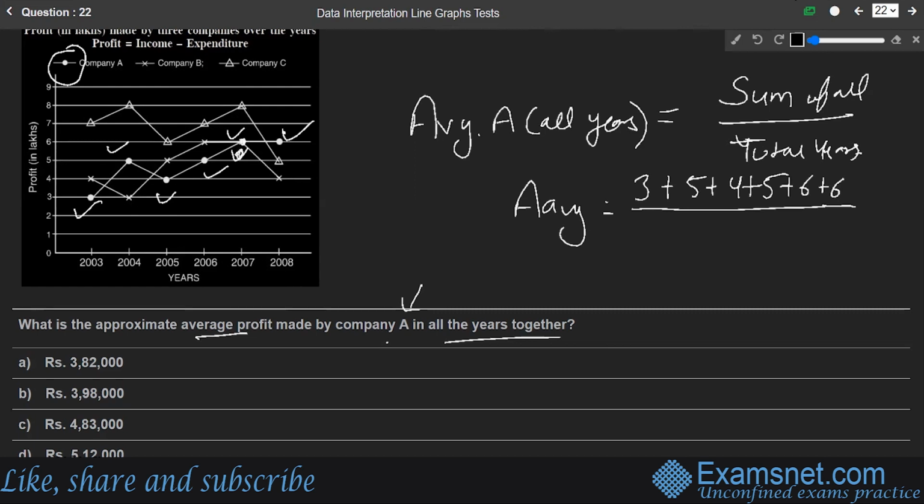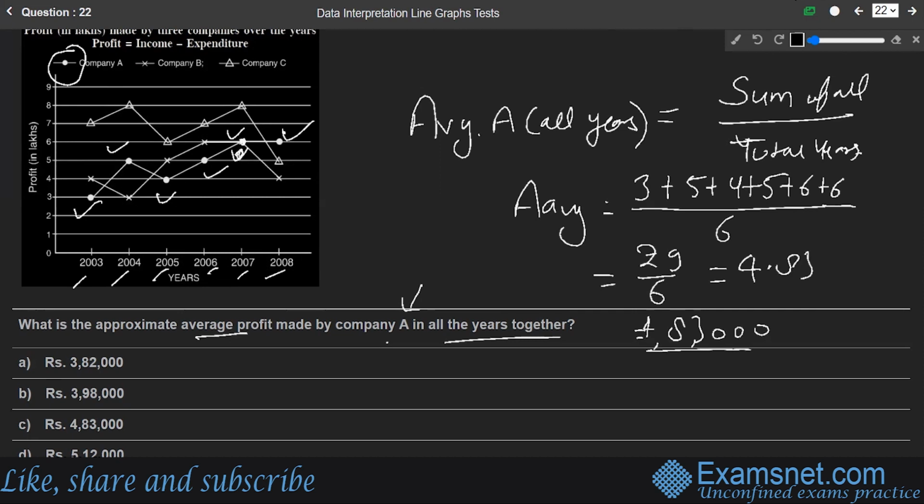And divided by the total number of years. How many years are there? 1, 2, 3, 4, 5, 6 years. So divide by 6. The total becomes 5 plus 3, 8 plus 4, 12 plus 5, 17 plus 12 is 29, divided by 6. Which comes out to be exactly 4.83 lakhs. It can be approximated as 4 lakh 83,000. That should be the right value, available in option C. So it becomes the right answer.